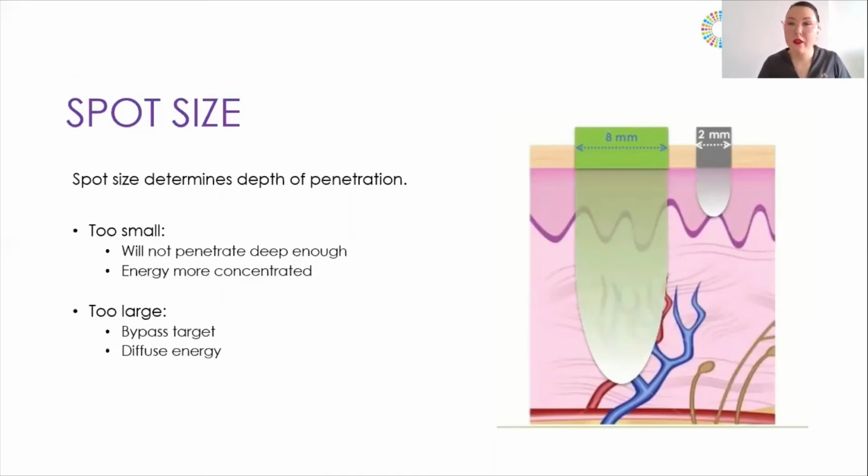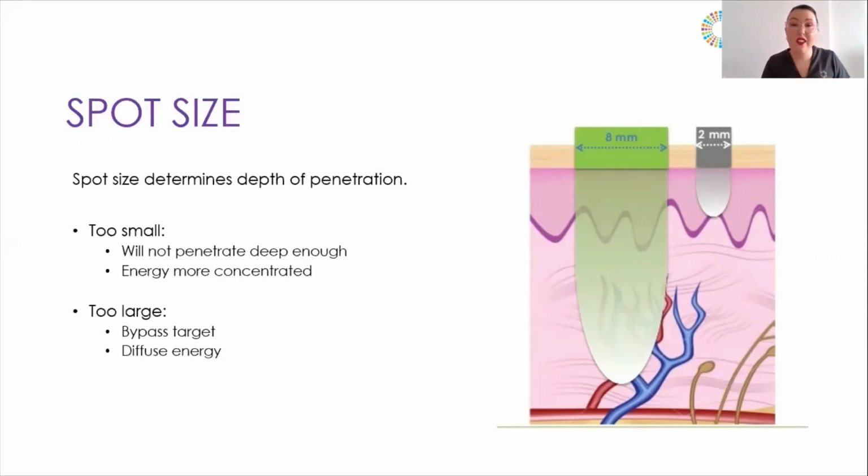Spot size. So spot size again determines our depth of penetration. A smaller spot size again will be more superficial. A larger spot size will go a lot deeper. Now if we have a small spot size, it will not penetrate deep enough. The energy is also going to be tightly compact, which means we've got 10 joules of energy, not spaced out here, but really tightly compact. So that 10 joules is all in there, which makes that a lot stronger. So if you're working with something with a smaller spot size, it is a bit more targeted. It is a lot stronger, but also it doesn't penetrate as deep, depending on what you need it for.